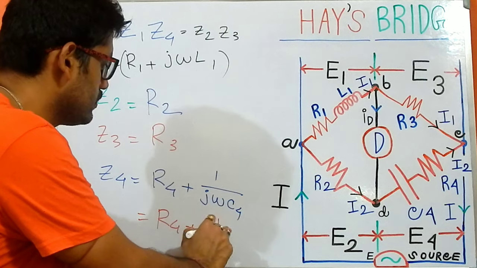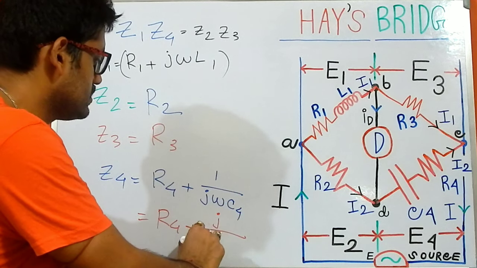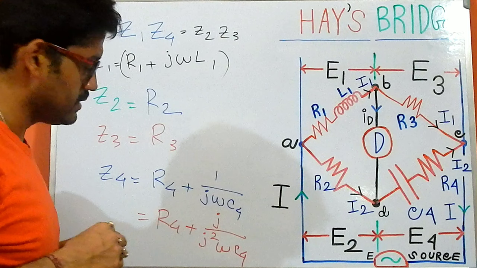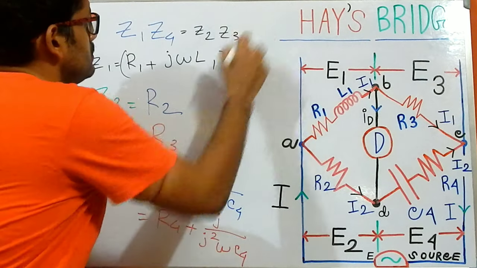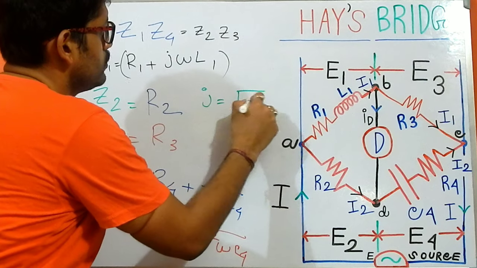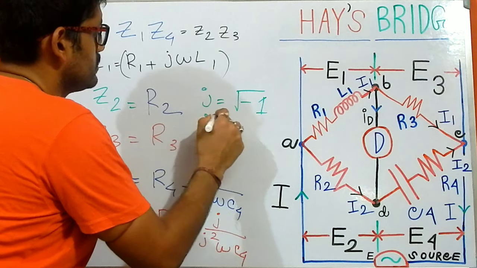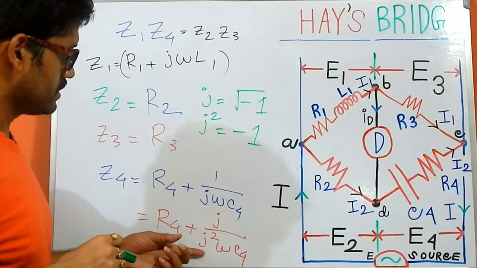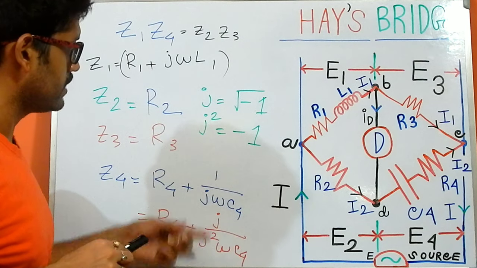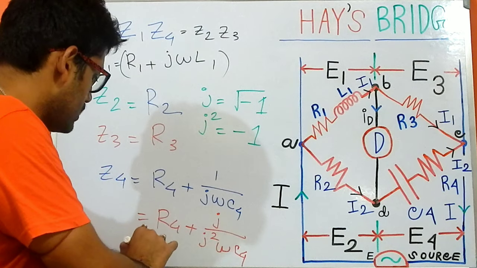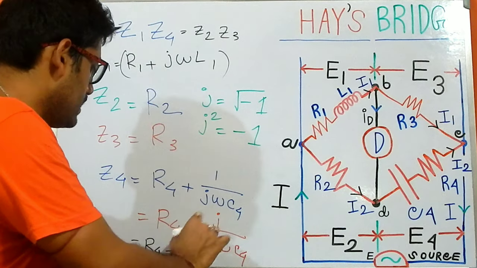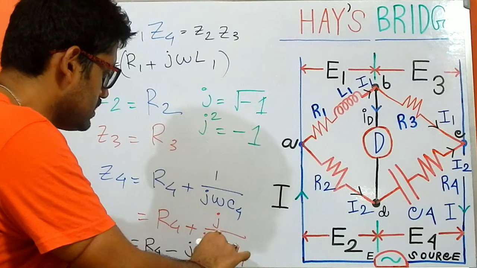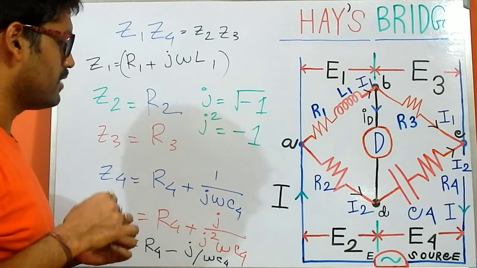If I multiply, this one is j square omega C4. And what is the value of j? I know that the value of j is root of minus 1, and if I square it, I get minus 1. So I should replace this j square with minus 1. What is the value? I have got R4 minus j divided by omega C4. So this is our fourth arm over here.